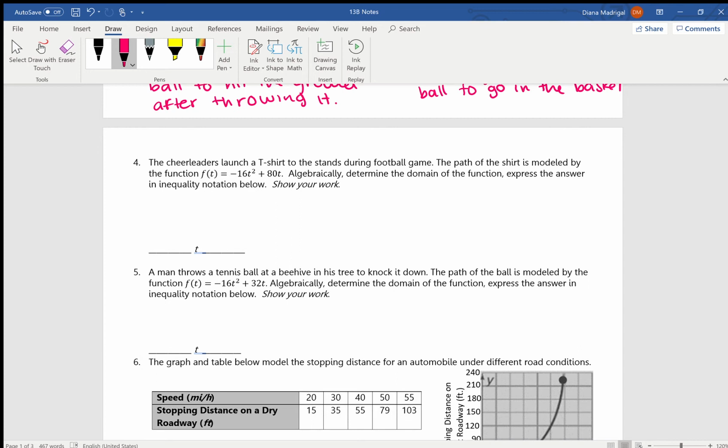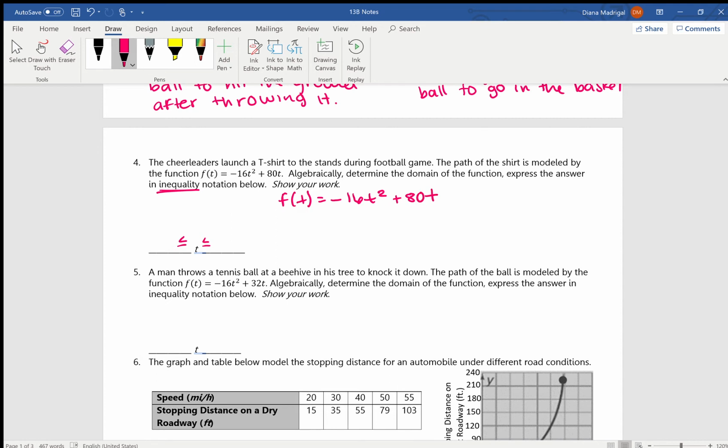And again, inequalities have greater than or less than symbols. So we just have to determine when it starts and when it ends. How do we do that? Well, we get the function they give us and we solve for t. And we know how to do this.